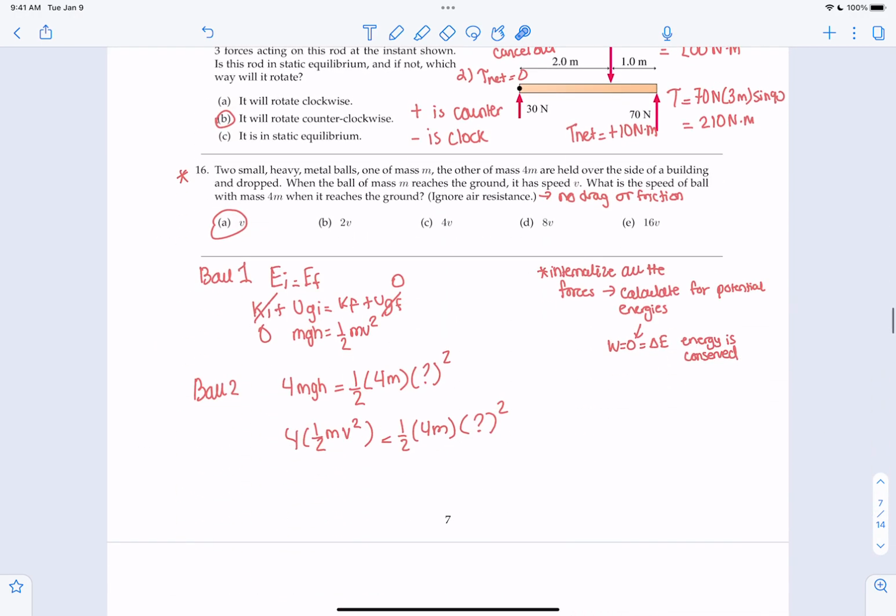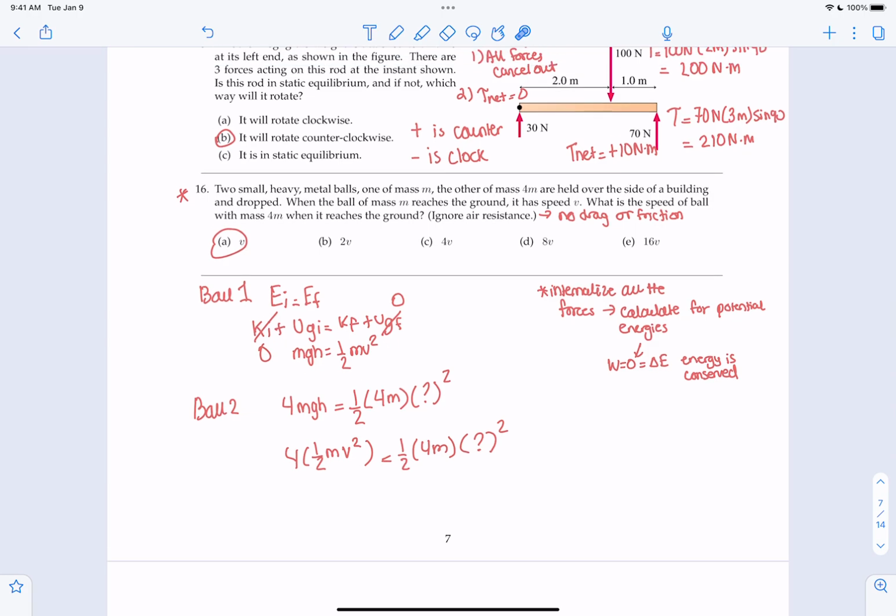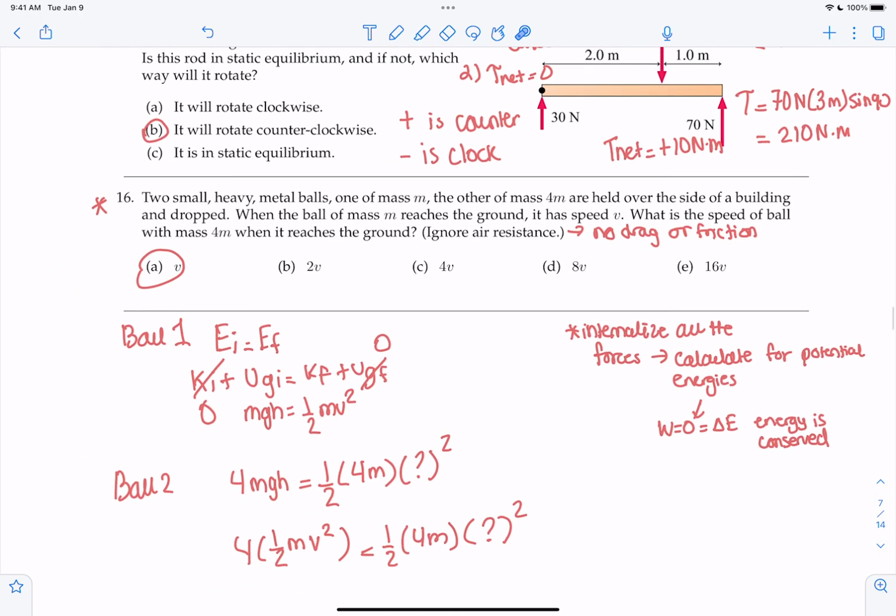So that's 14, and the next one is 16. 16 is one of the ones that I want to go over.